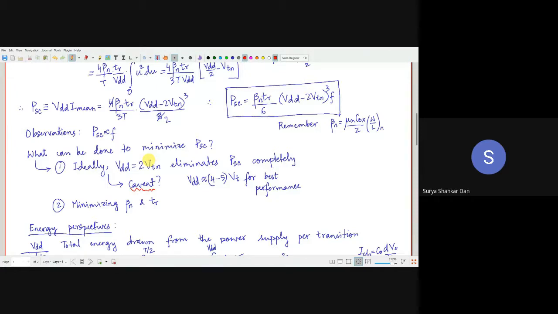समझ रहे हो ना मेरी बात? यानी कि अगर VTN VDD by 2 है, if VTN or if VT, let us say, is VDD by 2, by the way, it's not just VTN, it is mod of VTP and VTN are the same. If VT is equal to VDD by 2, then my question is that we can clearly observe that the short circuit power will be completely zero, eliminated. But what is the problem with this?